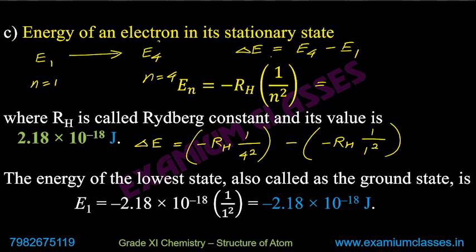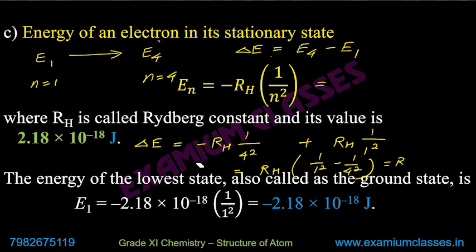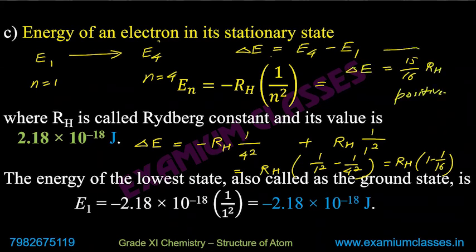Okay. It means it will be plus. Sir, we'll take common RH. If I take RH common, then it will be 1 by 1 square minus 1 by 4 square. Is that correct? Yes, sir. The minus, minus will come afterwards. It means it will be RH, 1 minus 1 by 16. That is 15 by 16 RH, and this is positive. Delta E comes out to be positive.